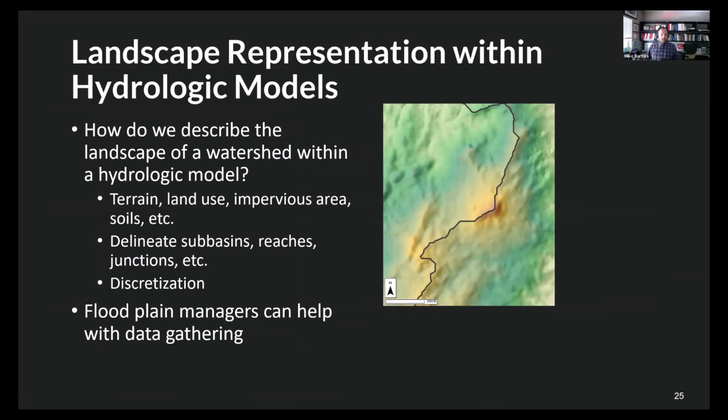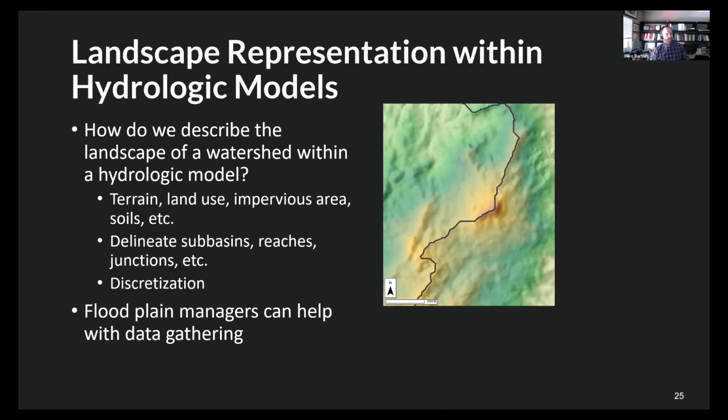We represent the landscape differently within hydrologic models versus hydraulic models. We're after different questions, but there are some commonalities along the way. We use terrain data, like the National Elevation Dataset that the USGS provides, land use information like the NLCD, right? Impervious area estimations, soils, stuff that the USDA provides as well.